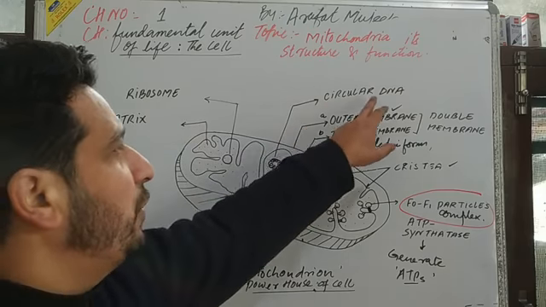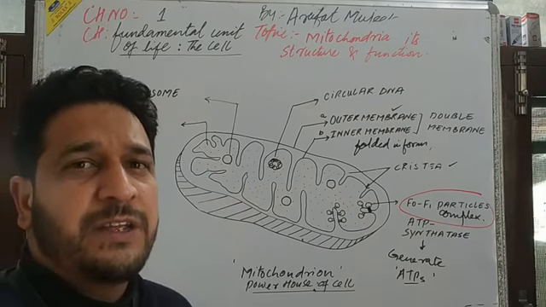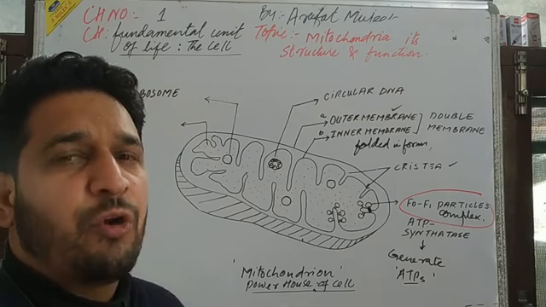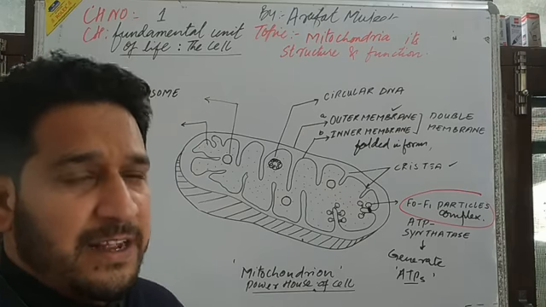Now you can see that the mitochondrion keeps its own circular DNA. It has its own circular DNA. That means this organelle is independent. That means it sometimes synthesizes its own proteins. Then those proteins work as enzymes.